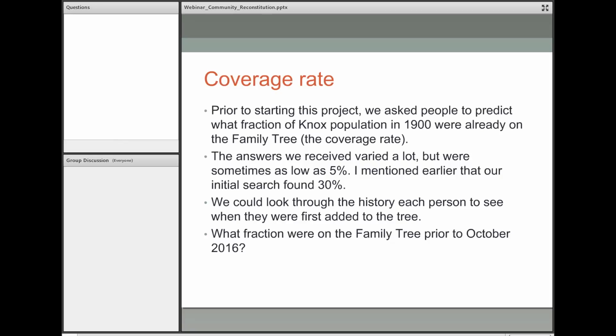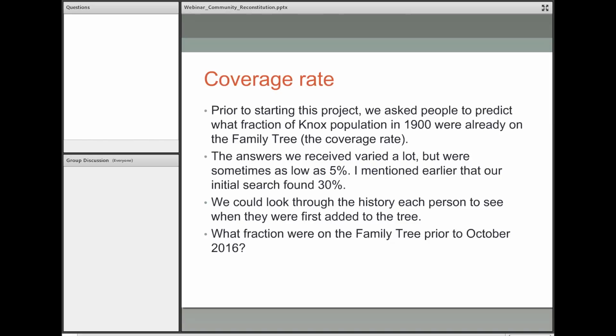But what we could do is, once we've added everyone to the tree and merged duplicates and added sources and found people, we could actually look through the history of each person to see when they were first added to the tree. So now I'm going to show you the fraction of people who were on the family tree prior to October 2013. And I imagine this number is going to surprise you a bit.